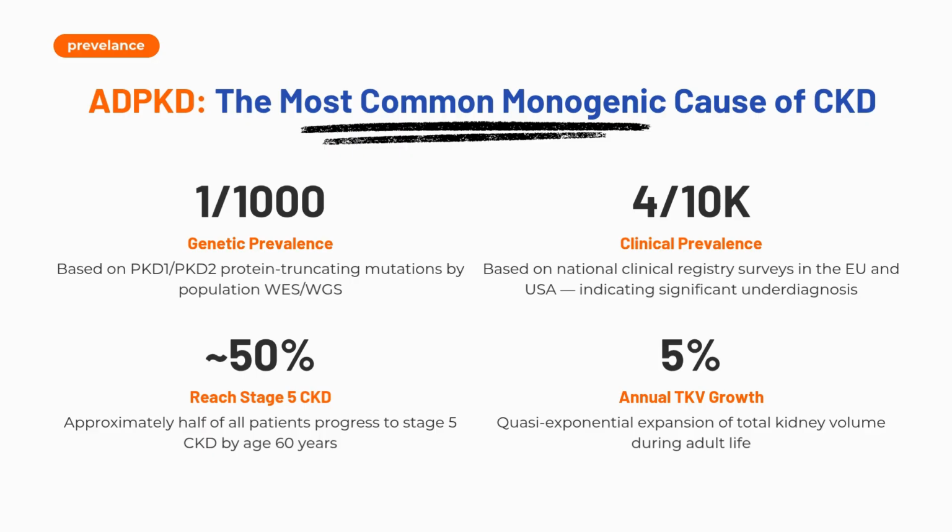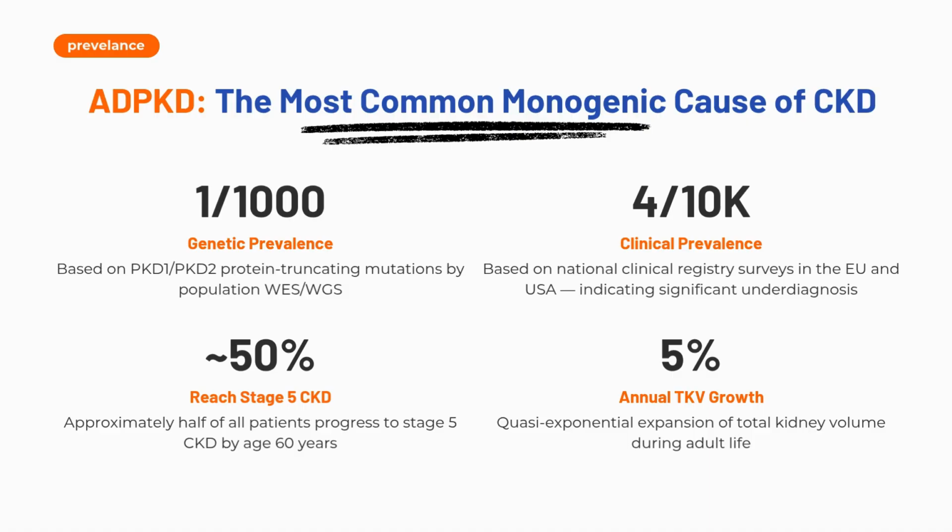Now, before we go deeper, let's understand the scale of the problem. ADPKD is actually the most common monogenic cause of chronic kidney disease. If we look at the genetic data, the prevalence is about 1 in 1,000. This comes from sequencing studies focusing on PKD1 and PKD2 mutations. So genetically, the disease is more common than we used to think.